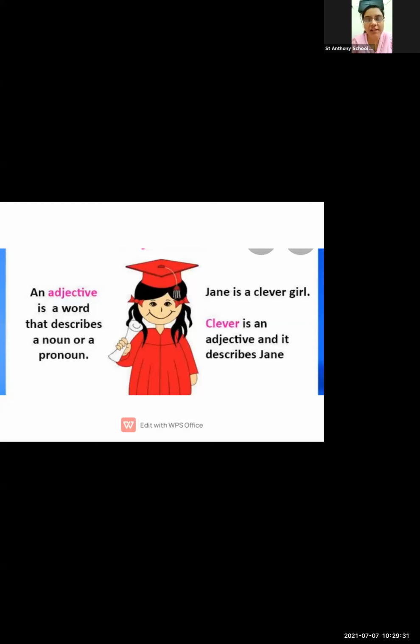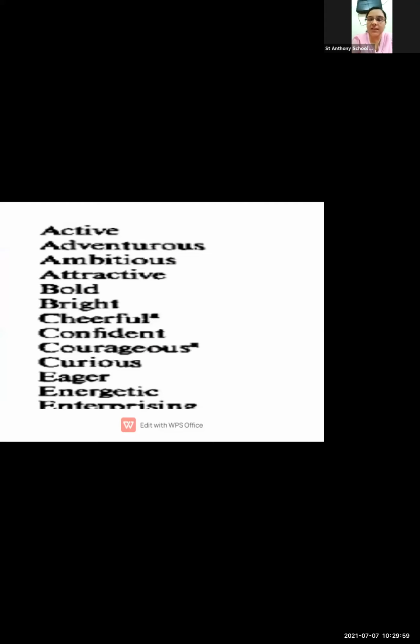What kind of quality she has. So Jane is a clever girl. Clever is an adjective. That means the word clever I'm using here for describing Jane. Understood? Clever is the word describing Jane. Okay, this is the adjective. Let me show you more examples. These are the words we use as adjectives.